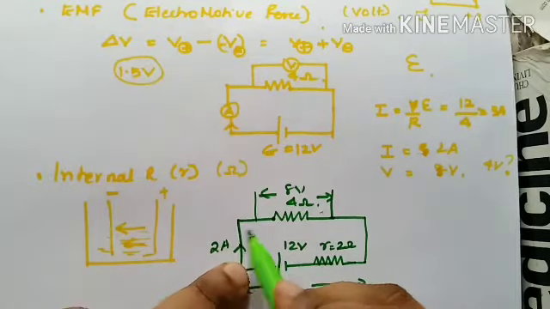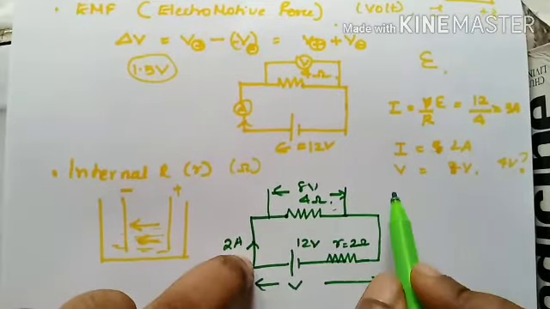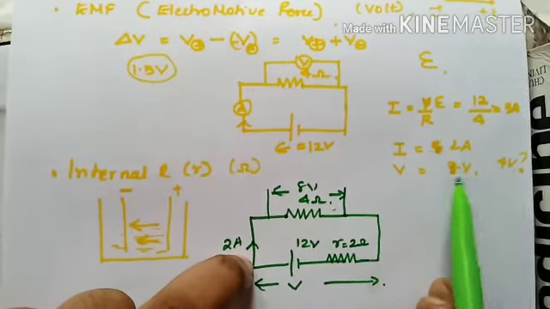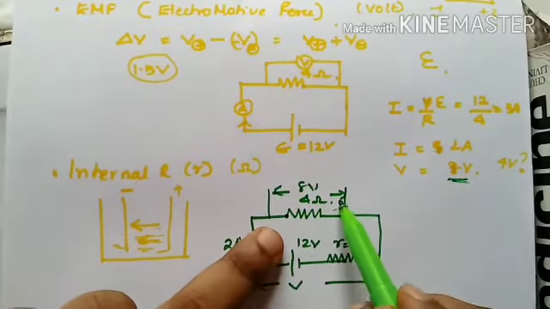See, 2 ampere current is flowing through here, means 2 into 4, 8 volt, correct? You got 8 volt only across this. So 2 ampere, 4 ohm, you got 8 volt.